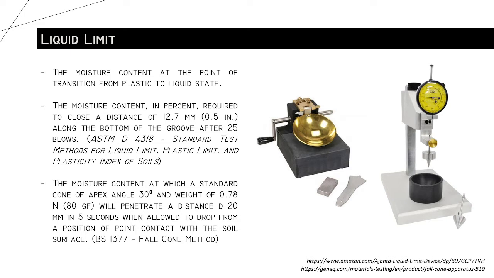So I will be providing you some videos from YouTube about the conduct of the liquid limit test using ASTM D 4318 and BS 1377. But in this lecture, we will be focusing on the liquid limit using ASTM D 4318. And by the way, there are two methods under ASTM D 4318. Method A is the multi-point liquid limit, and method B is the one-point method to determine the liquid limit. We will be focusing on method A.